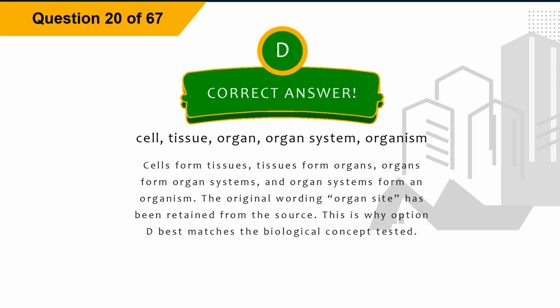Explanation: cells form tissues, tissues form organs, organs form organ systems, and organ systems form an organism. The original wording organ site has been retained from the source. This is why option D best matches the biological concept tested.